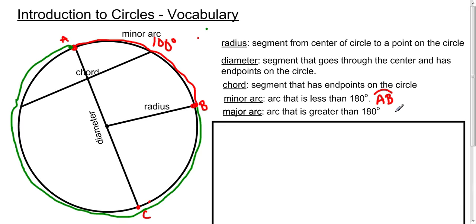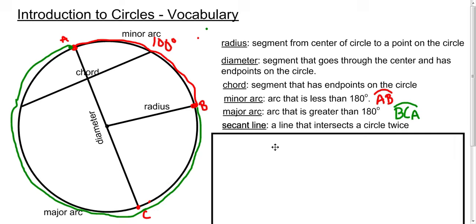If we're going to write this out, it would be BCA. This is always, always, always 3 letters. If it's a major arc, you're going to use 3 letters. If it's a minor arc, you're going to use 2 letters. So if you say AB, you're assuming it's a minor arc. If you say BA, it's still the minor arc. If you want a major arc, you would have to use 3 letters so that the person viewing it knows which way you're going around the circle. So that's the difference between minor and major arc.